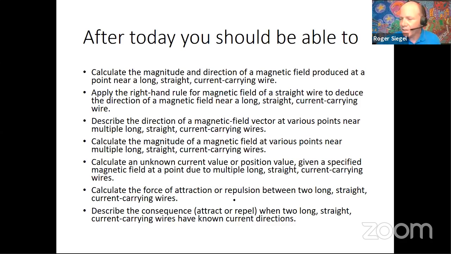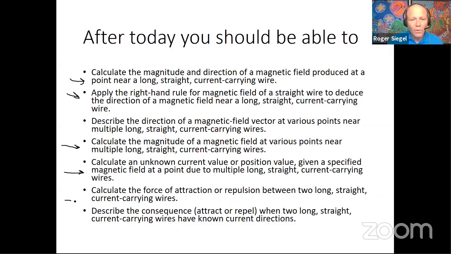But what we study in this class is the magnetic field that comes from a current carrying wire. First, we're going to calculate that magnetic field. We're going to have a new right-hand rule, a third right-hand rule, if you will, for telling us the magnetic field's direction. We're going to describe the direction of the magnetic field vectors at points near this wire, and we are going to calculate the magnitude of the magnetic field at various points near the wire, calculate an unknown current, and that's one of the problems that we'll do today.